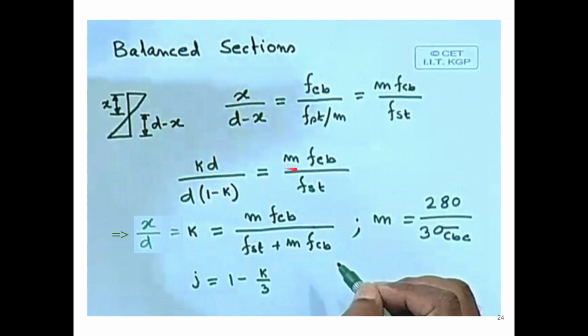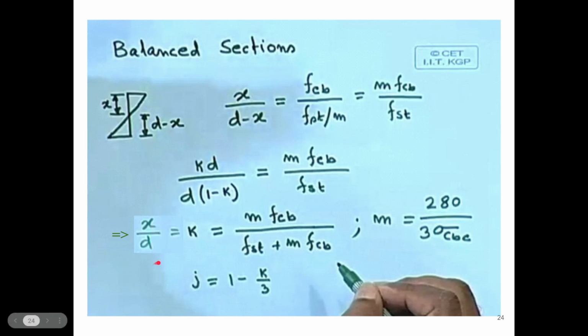So that is also equal to fcb by fst. So kd by d into (1 minus k) is equal to m fcb by fst. This implies that x by d is equal to k, since k is nothing but x equal to kd. So k is equal to x by d.